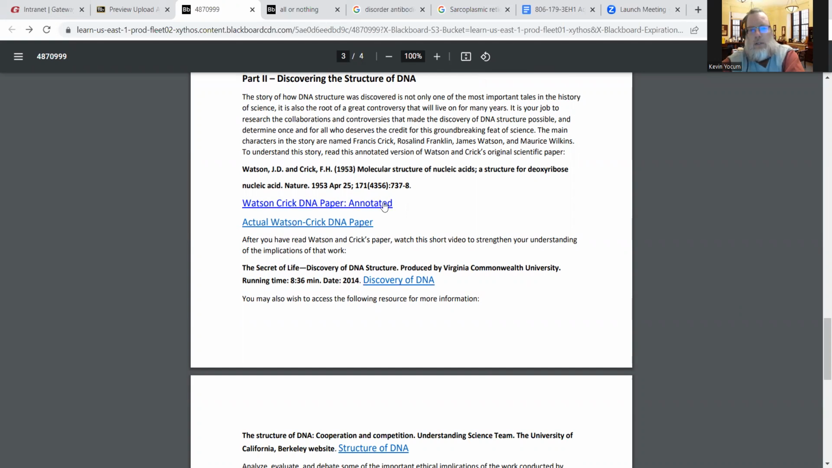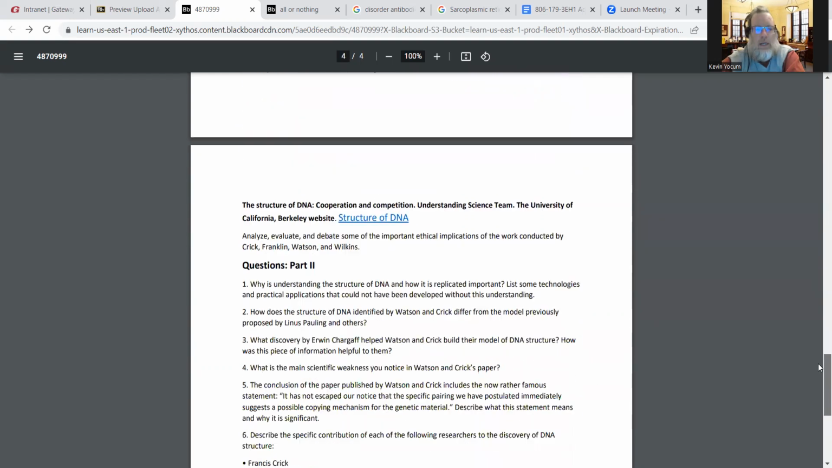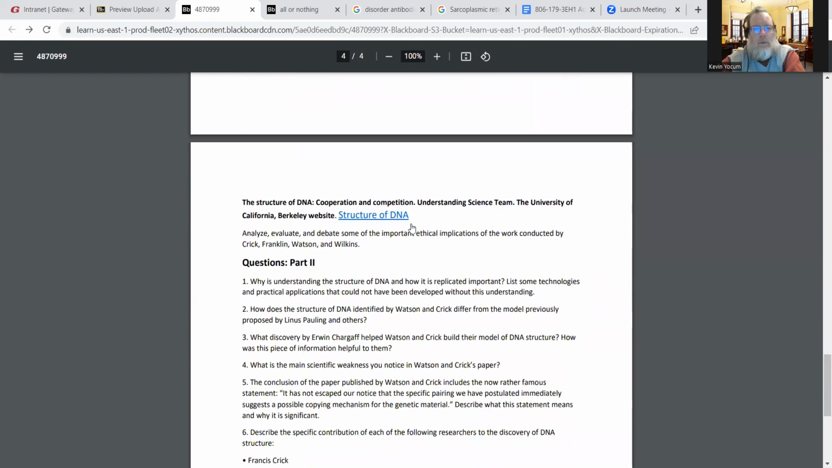So from there, you're going to get into a little bit of the history. So there's the actual paper from Watson and Crick, who are credited with the discovery of DNA. Whether or not it was just those two or there were other players, that's what you're going to find. There's an annotated version as well. I also put a short, 8.5 minute discovery of DNA video, very informative as well. So you'll want to check that out. And then the structured DNA website gives you a little more detail as well. So I want you to check all of these out.